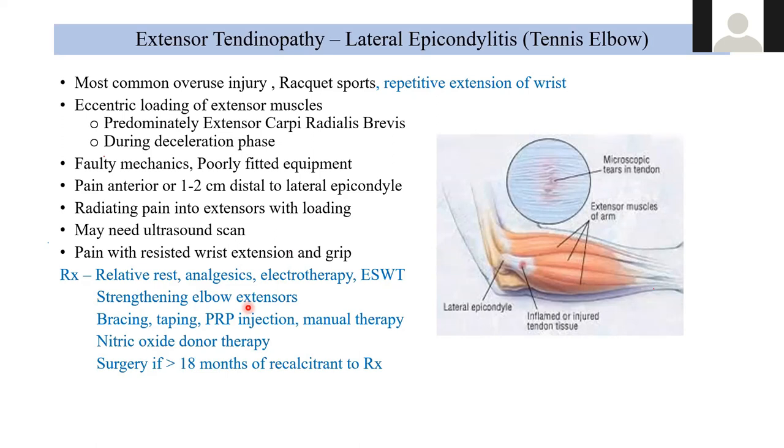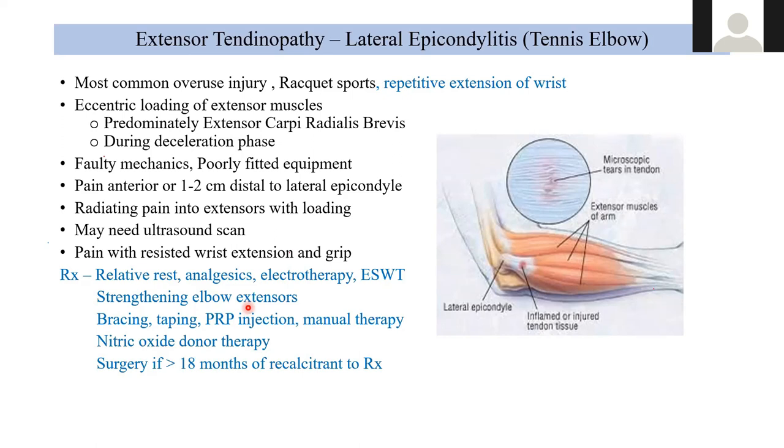Pain with wrist extension and a painful grip is the commonest finding. When you ask the patient to grip, it will be painful. So the management basically is relative rest, identifying the faulty biomechanical errors, and correcting the techniques, plus analgesics and therapeutic modalities. Extracorporeal shockwave therapy is very useful for certain conditions, and lateral epicondylitis is one of them. Then bracing, counterforce brace, and taping.